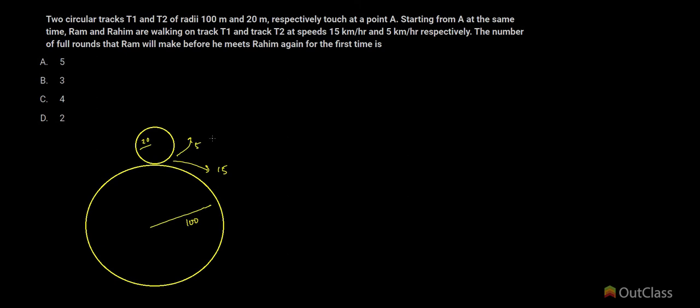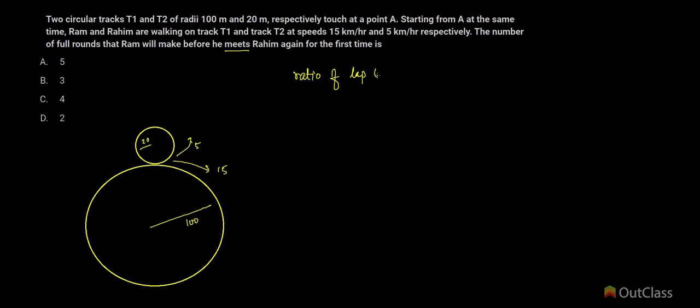Now, this looks like a circular track question, but I would argue it's just a proportionality question. There are no specific concepts or results from circular track that need to be applied. It's all about finding ratios and finding an LCM. Now, for them to meet, they should both be back at the starting point, and that means completing an integral number of rounds. So the relevant thing here is to find the ratio of the lap time.